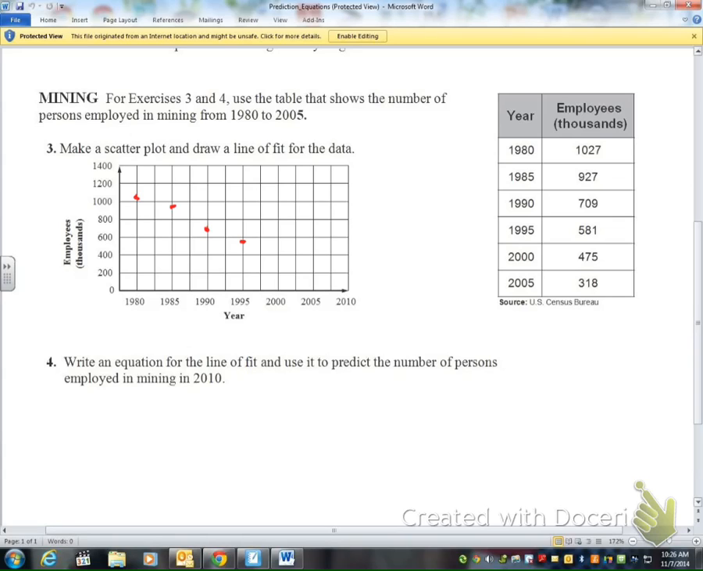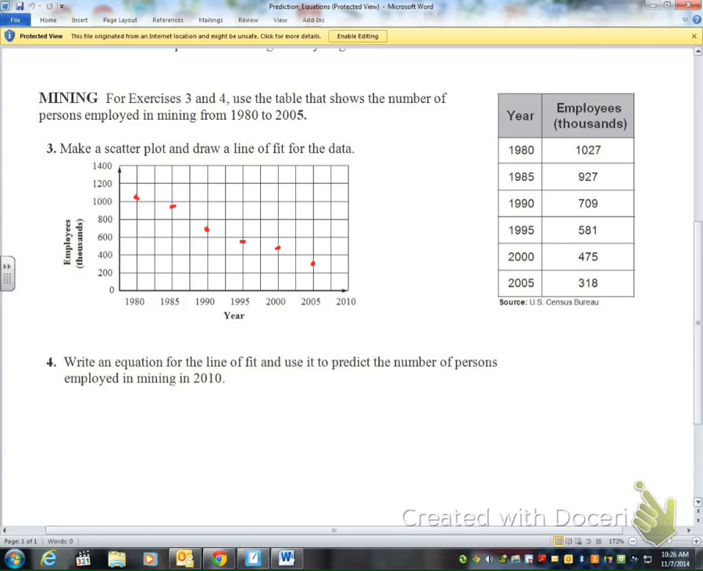And then in the year 2000, we have 475. So that's pretty close to 500, which would be right in the middle. So it's going to be a little less than the middle. And then the last one we have is 2005, and our value is 318, which would be a little higher, not very much, but a little higher than the middle between 200 and 400, right?